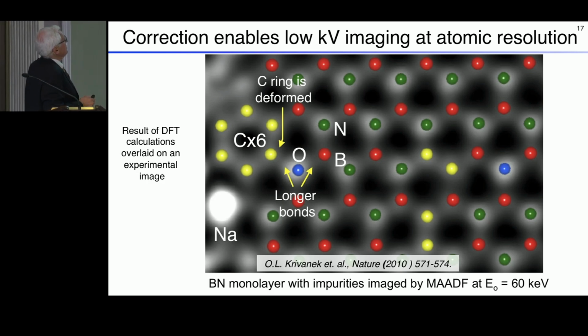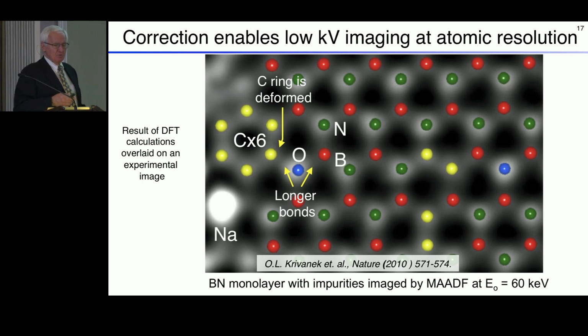Boron nitride, same thing. So the raw image is in gray in the background, and you can see features in there like a very bright atom here, probably sodium. Somewhat bright atom right there, that's oxygen. Boron, there's hardly any image intensity in there, a little bit. Nitrogen is fairly bright. And then you make a model, you refine it with DFT, and the model and the experimental image agree beautifully.